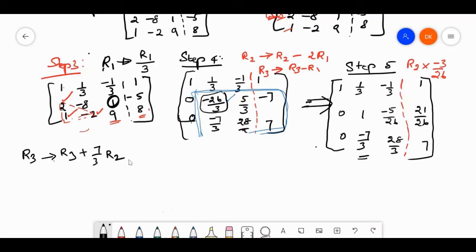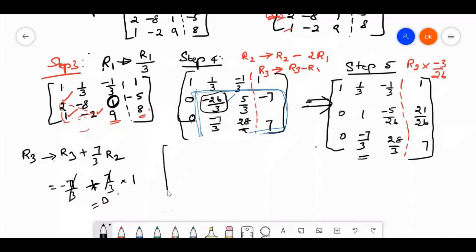Okay, so what will happen? R3 value is minus 7 by 3, into 7 by 3, into R2 value 1. So then what will happen? 7 by 3 into R1. So then this is also 7 by 3, this is minus 7 by 3. So then finally you will have 0.